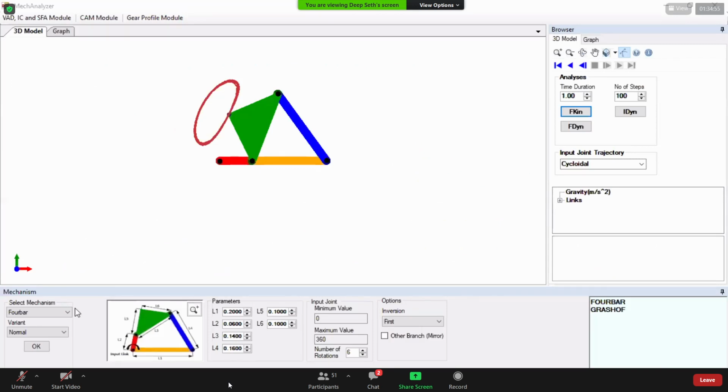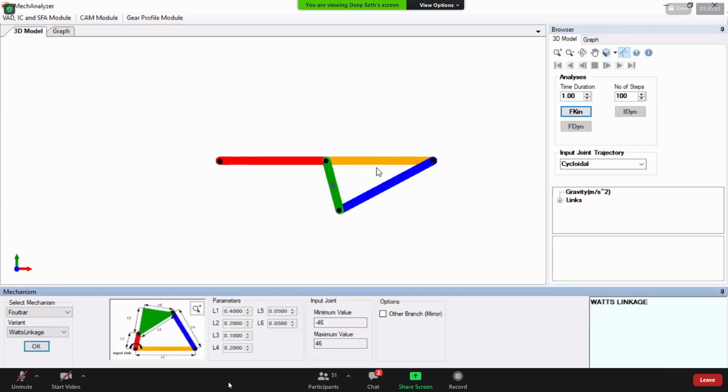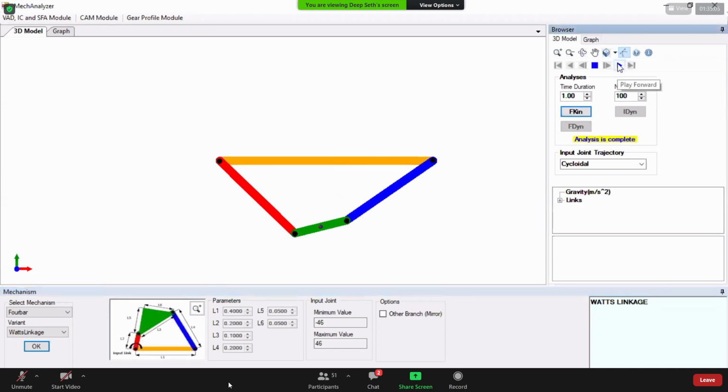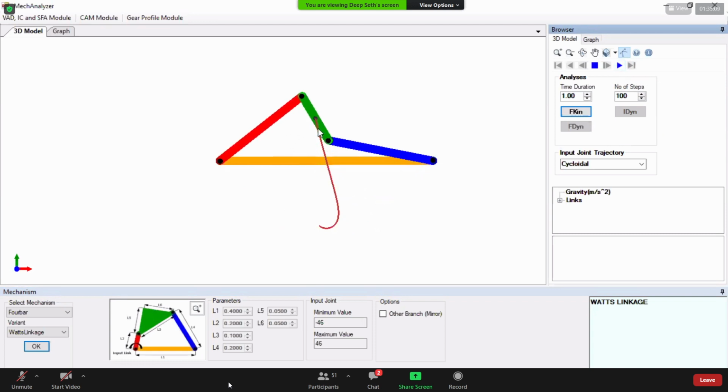So I have shown you this 4-bar mechanism. In 4-bar itself, you have many examples. For example, the Watt linkage. This is your Watt linkage mechanism. This is the simple one. Here your point of interest is this. It's making some curve.